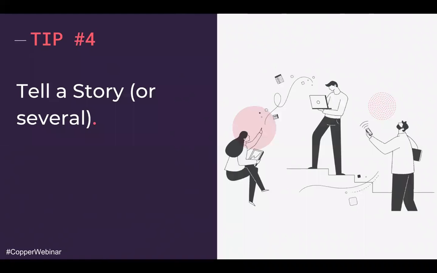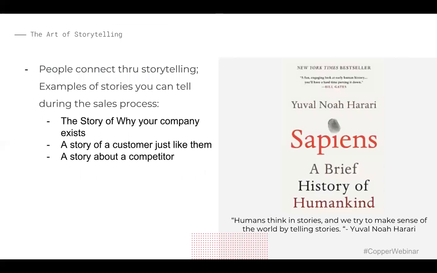The next thing, one of my all-time favorites, is tell a story or several. People really connect through storytelling. And you'll see here on the right, I have a book, maybe some of you have even read it. It's called Sapiens, a brief history of humankind, but a lot of the first part of the book is based on how this idea of storytelling has evolved humankind and what we do and how we think over time. This idea that we think in stories and make sense of the world through telling stories really does make sense to me.